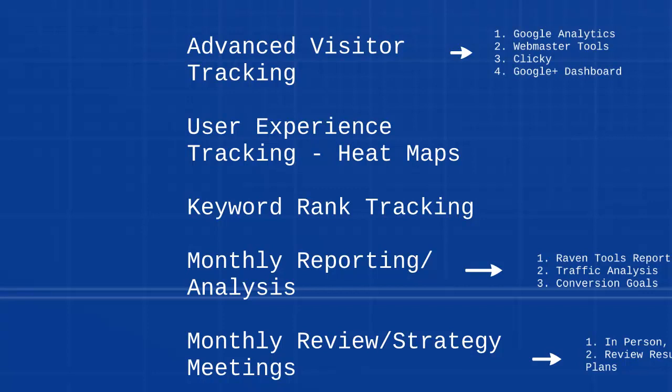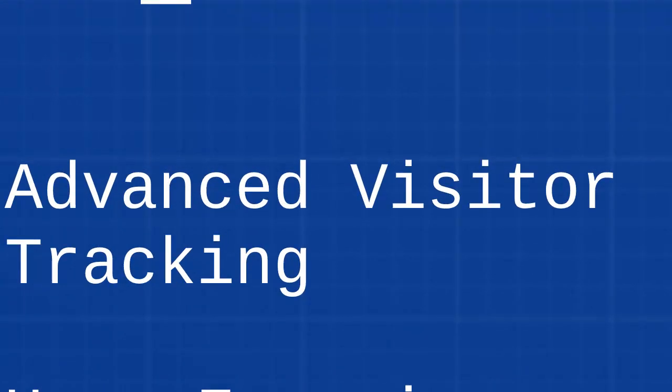We're going to talk about how we track keywords, which is becoming more and more difficult today, and I'll explain why we don't lean on that measurement as much as we used to anymore, because it's just not a measurement that we can say is a key performance indicator. I'll also break down our monthly reporting and analysis, and also what we do with our monthly reviews and our strategy meetings. So having said all that, let's dive into advanced visitor tracking.